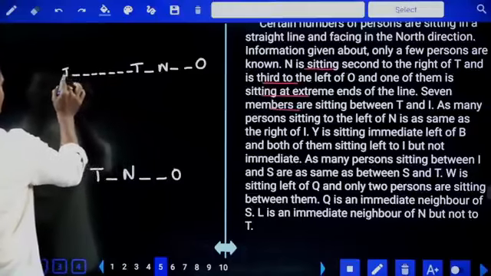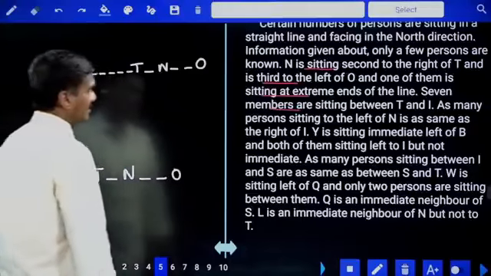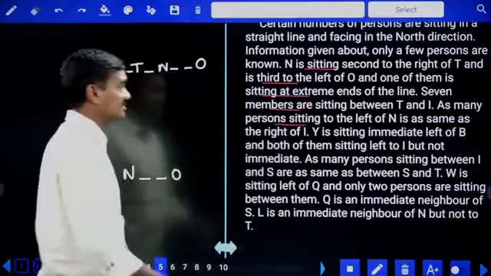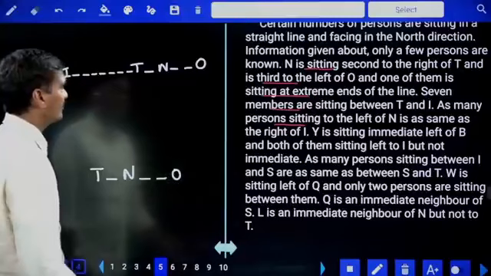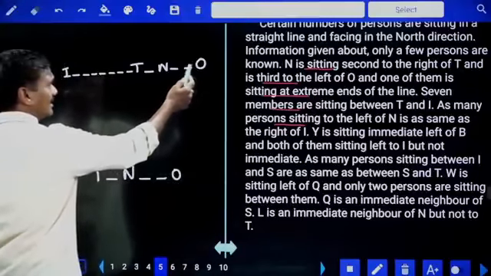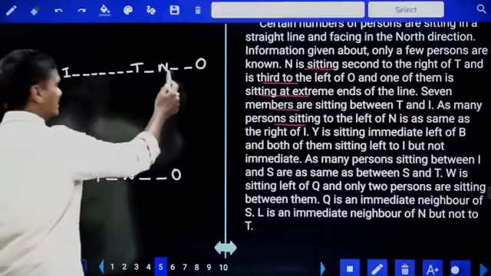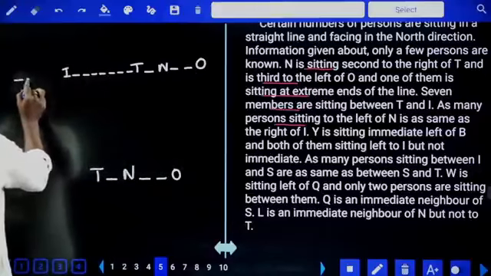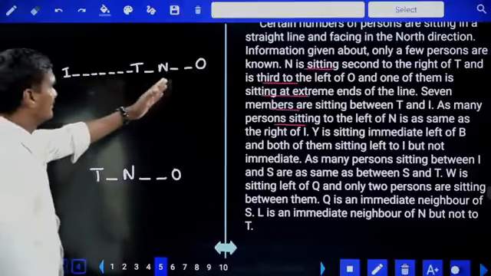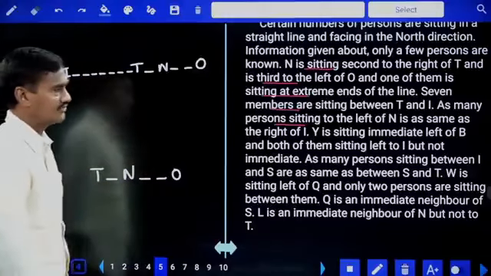Now 7 members are in between T and I. As many sitting to the left of N, same to the right of I. That means how many persons are there to the left of N? Now N is fourth from the right hand side, hence I is fourth from the left hand side. Done. As many persons to the left hand side of N equals the right hand side of I.